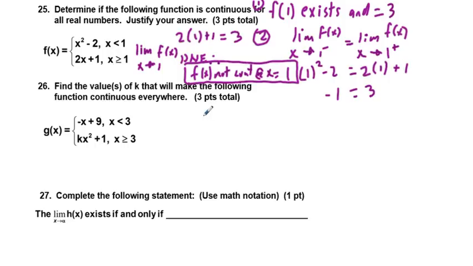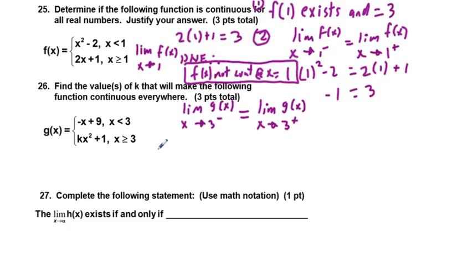Now, problem 26, find the value of k that will make the following function continuous everywhere. And so for that, we look at, first of all, is g of x going to exist at x equals 3? Well, yes, because we have this greater than or equal to. So condition 1 is met. So now we need to work on condition 2, which is the left side limit meeting the right side limit. So we have the limit as x approaches 3 from the left side of g of x equals the limit as x approaches 3 from the right side of g of x.